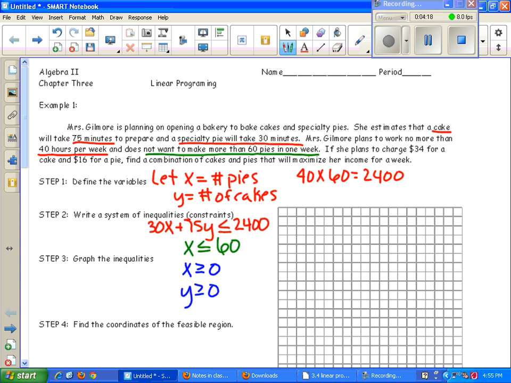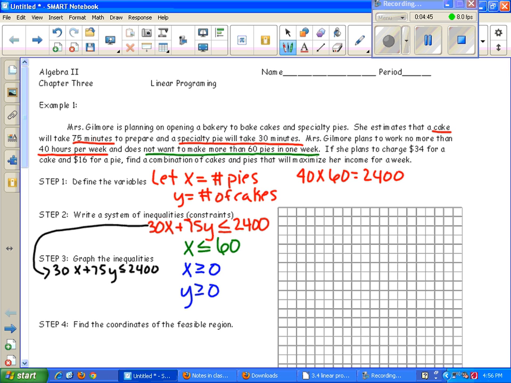After we do step 2, writing the system of inequalities, which are called your constraints, you want to graph them. So in order to graph these equations, for the first one, I'm going to have to take that equation and solve it for y so that I have y equals. So 30x plus 75y is less than or equal to 2,400.